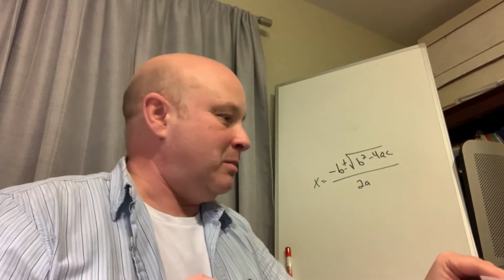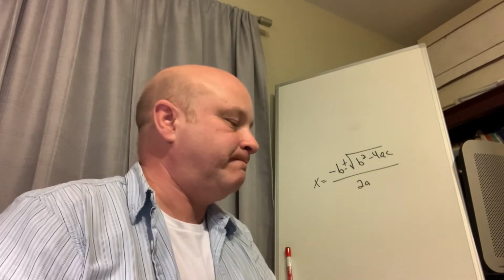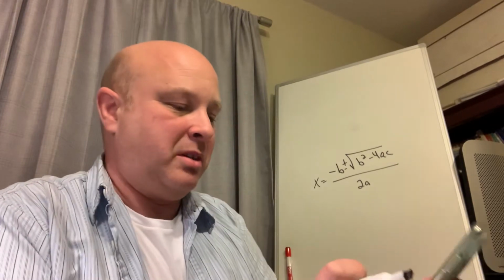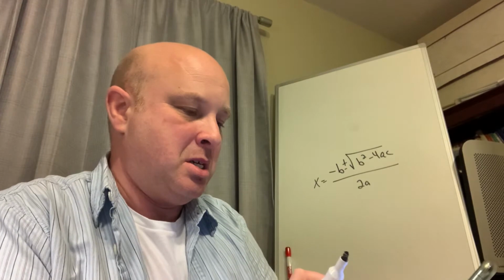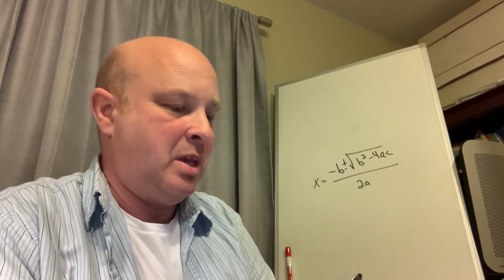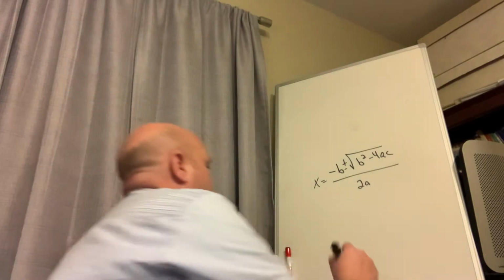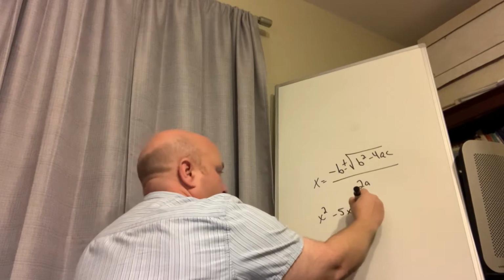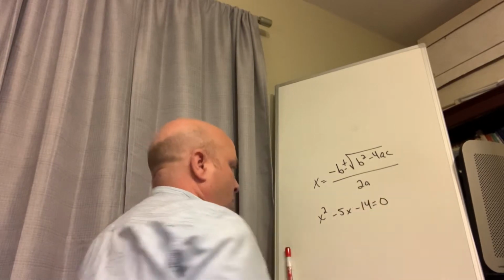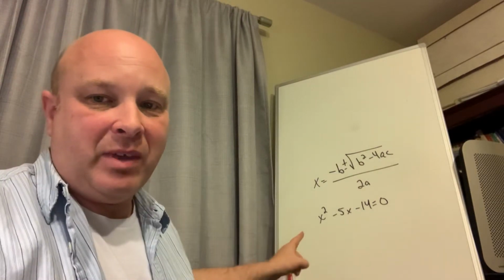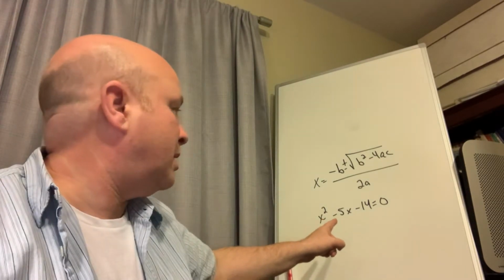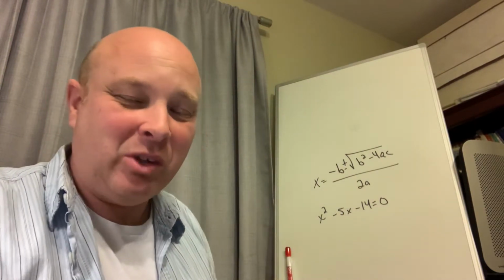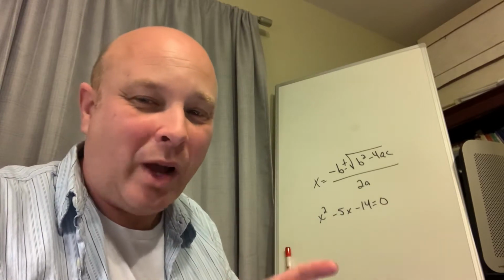In other words, let me do one nice and easy here. I'm going to give you an example here, and I think you'll enjoy it. Okay, let's say I've got x squared minus 5x minus 14 equals 0. Okay, that is x squared minus 5x minus 14 equals 0. Now, I can do this one in my head. This is a very simple one. I can do this in my head, but we're going to go ahead and use the quadratic formula.